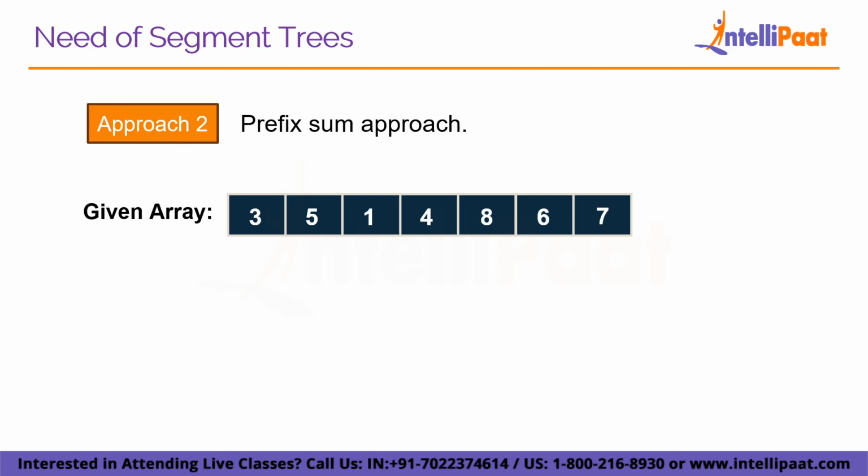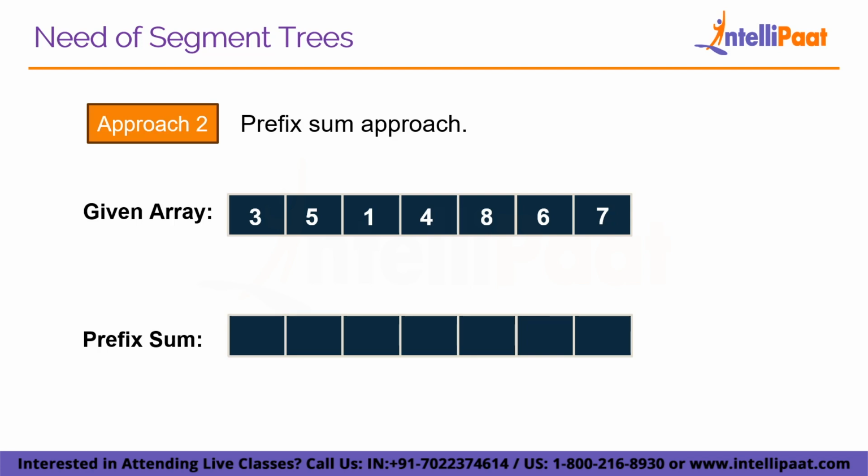Now we will see another approach for the same query and update. The second approach is the prefix sum approach. So, what is prefix sum? To find the prefix sum, at index 0 we keep the element as it is. Then we add the elements at index 0 and 1, which is equal to 8. Moving forward, we add 8 plus 1 is equal to 9, 9 plus 4 is equal to 13, 13 plus 8 is equal to 21, 21 plus 6 is equal to 27, 27 plus 7 is equal to 34. So this becomes our prefix sum array.